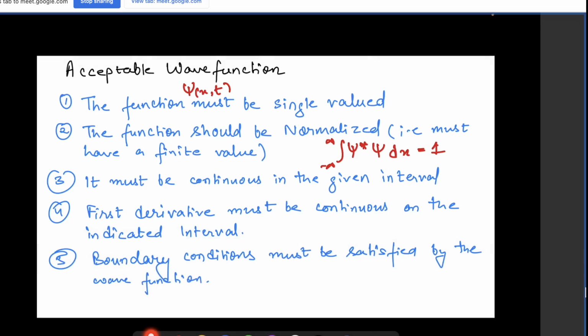For the boundary condition, when you study the case of, for example, a particle in a 1D box, you will see that there is a set of boundary conditions that my wave function follows, such that at the boundary my wave function is equal to 0. So these are the points for an acceptable wave function.